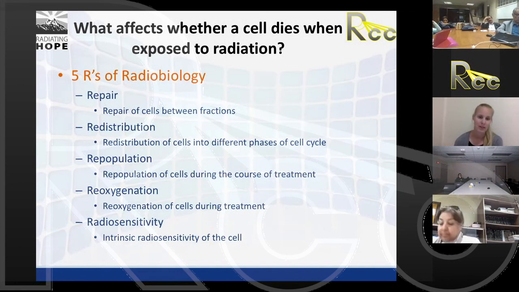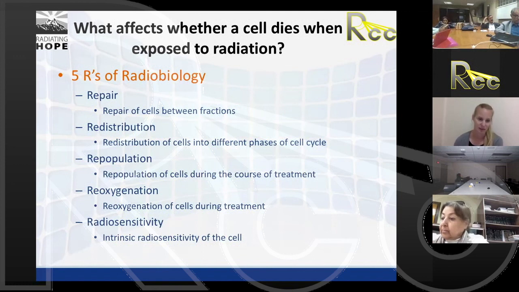There's repopulation. During the course of treatment, cells will start to regenerate at a different rate depending on how much radiation they've been exposed to and the period of time in which they're undergoing the radiation. There's reoxygenation. The presence of oxygen allows the radiation to be more effective in killing cells, and during different irradiation cycles, the cells will be more oxygenated at certain periods, and so that will affect whether a cell dies when the radiation is directed to the cell.